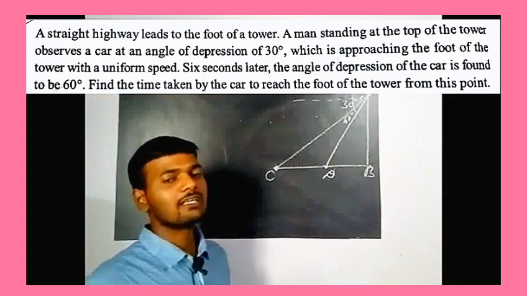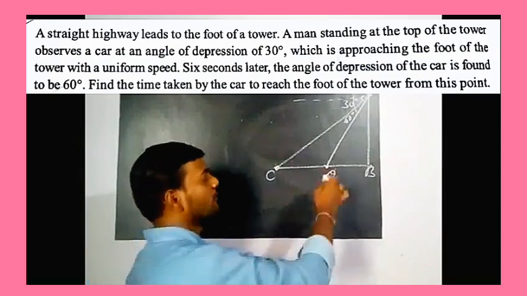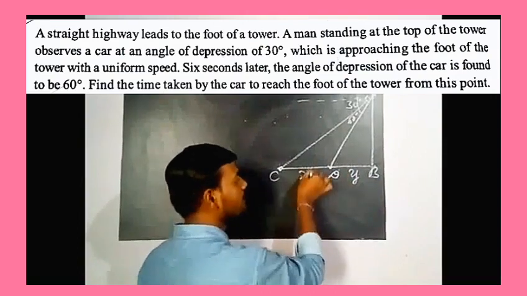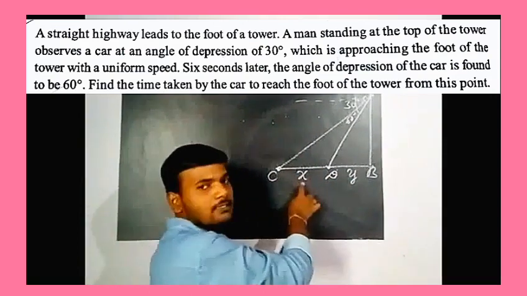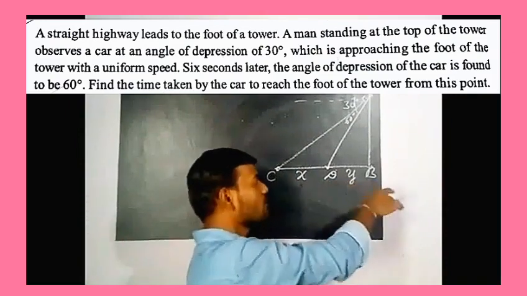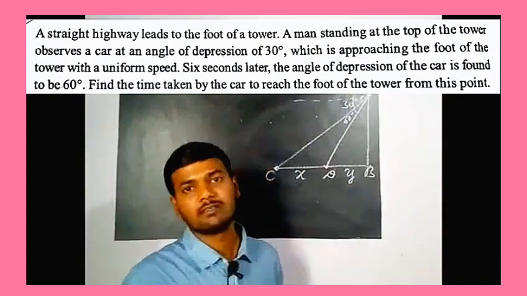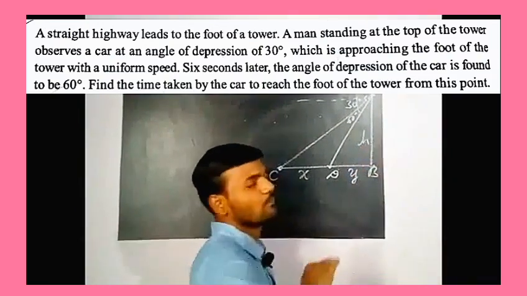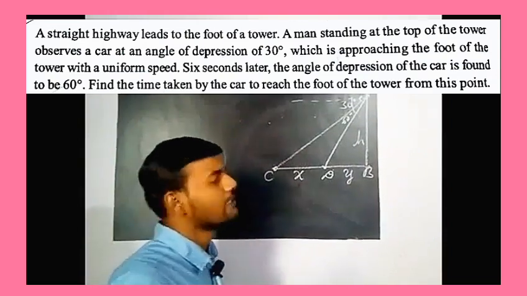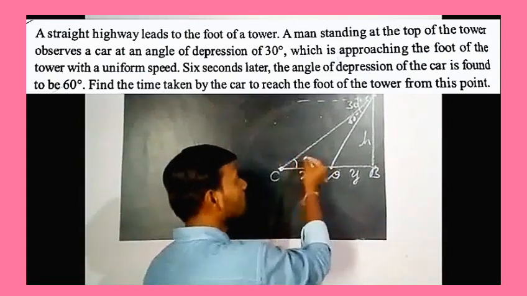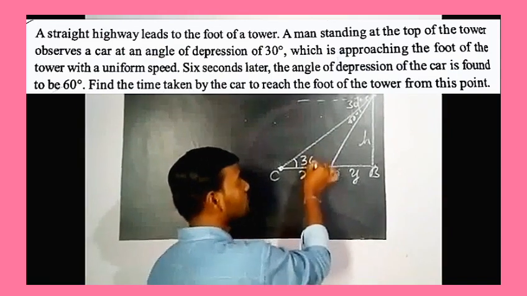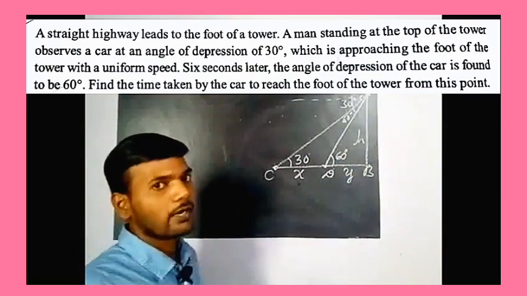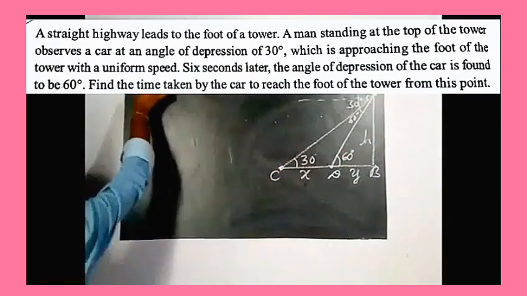Here what we have to find is the time taken by the car to move from D to B. That distance we take as Y, and the earlier distance as X. In 6 seconds it travels X distance, and in what time does it travel Y distance? Here the height of the tower is taken as H. The angles can also be written as alternate angles: angle C is equal to 30 degree and angle D is equal to 60 degree. Now here we have two triangles. Let us solve this problem by considering the triangles.